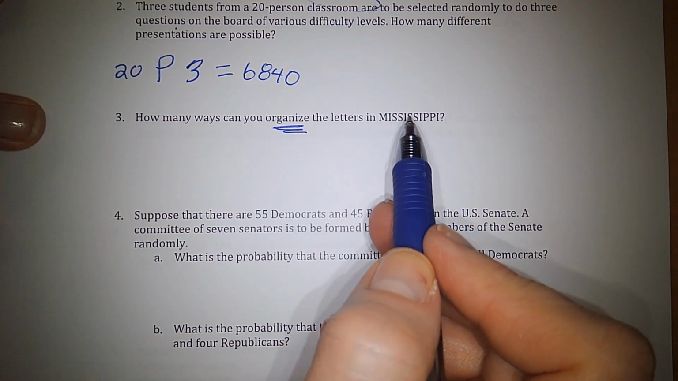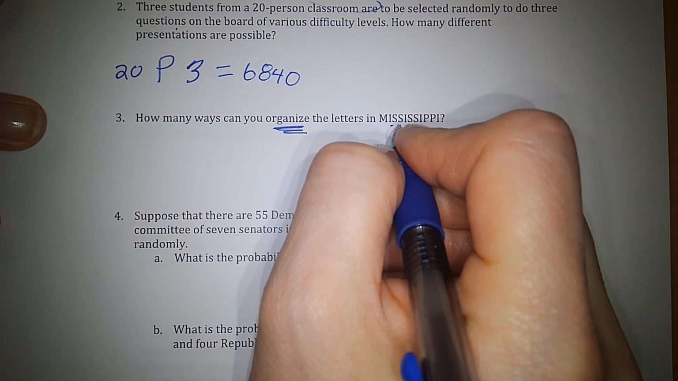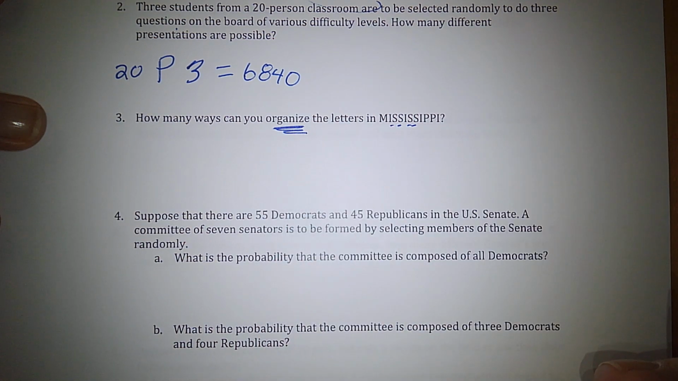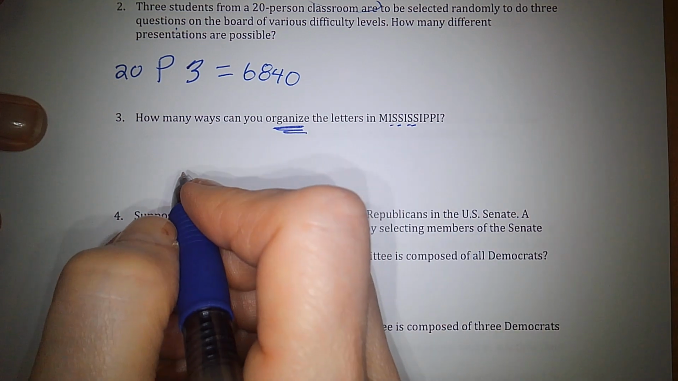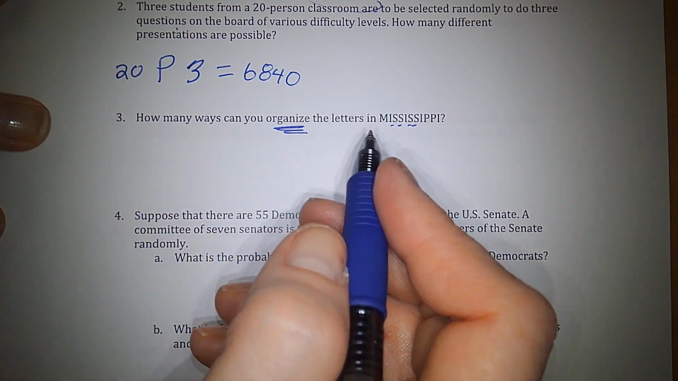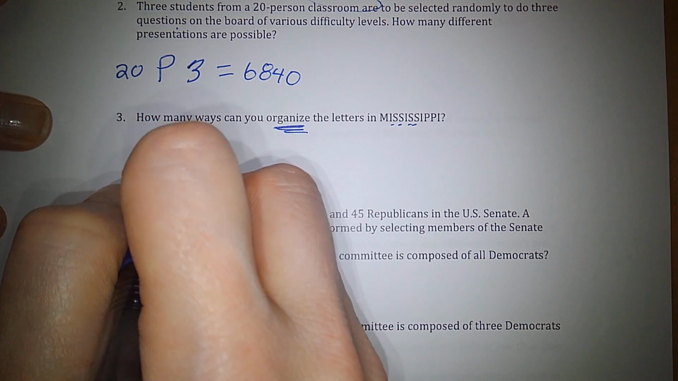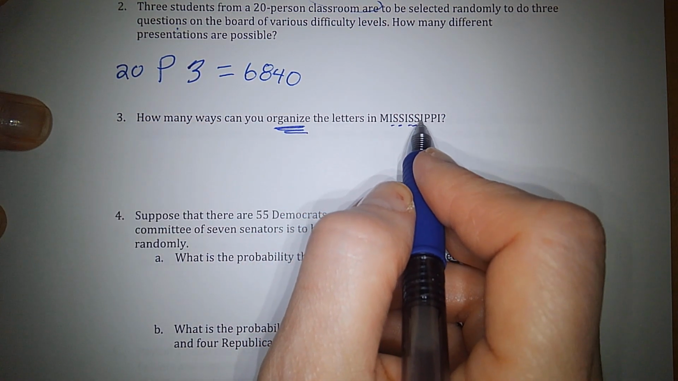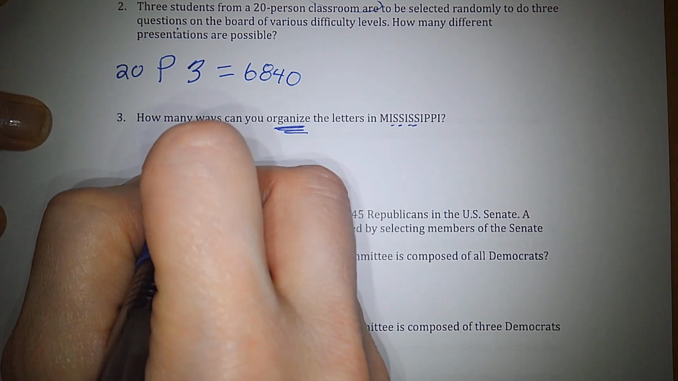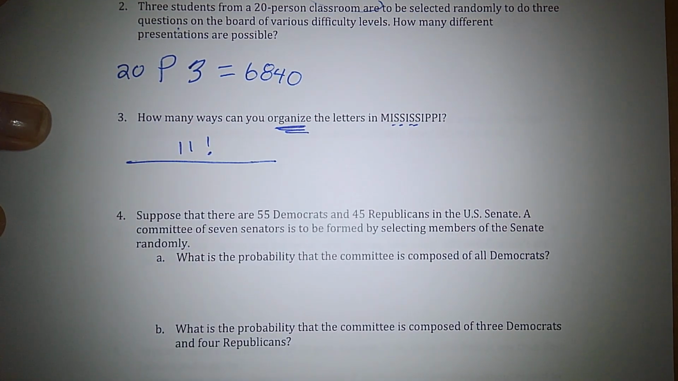Also, these are not distinct items because you're going to notice some of these letters are occurring more than one time. So this is a permutation of non-distinct items without replacement because I'm not going to use the same letter twice. So we're going to do the total number of letters, and there are 1, 2, 3, 4, 5, 6, 7, 8, 9, 10, 11 total letters in the word.